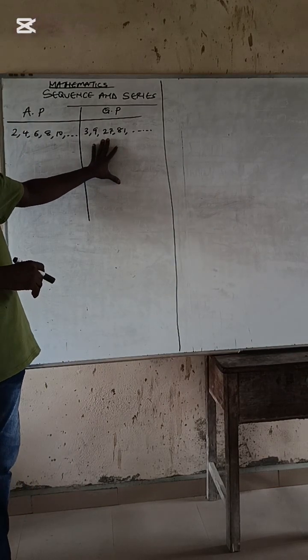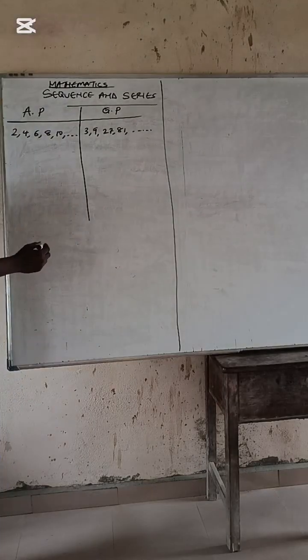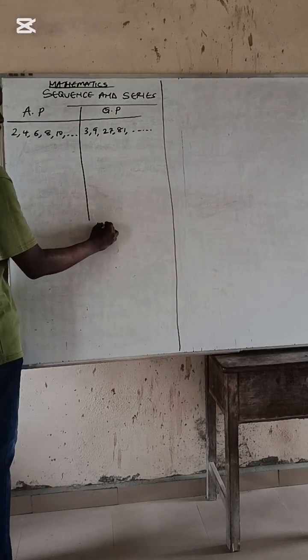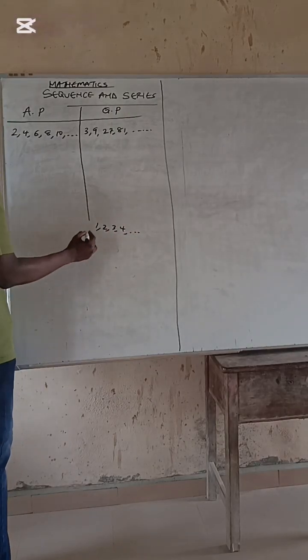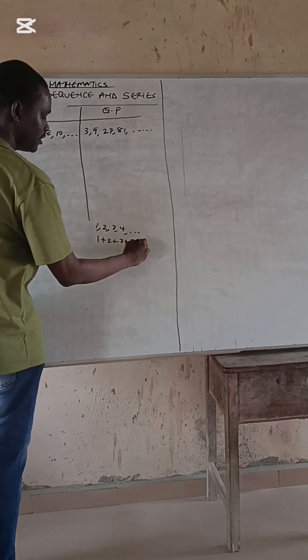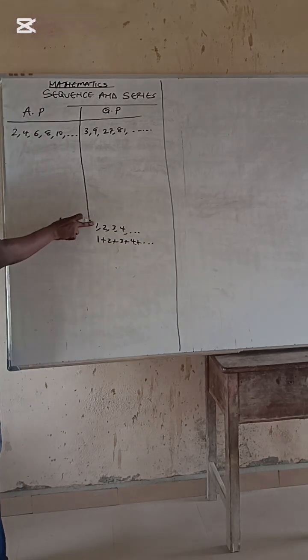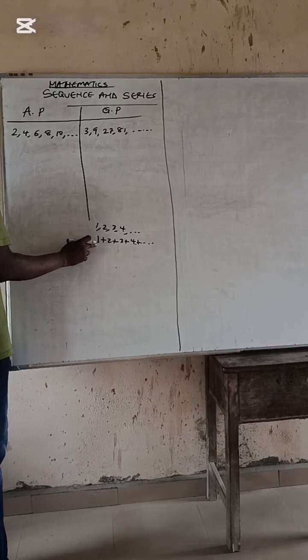Now, let me briefly explain the difference between a series and a sequence. A series is denoted by 1, 3, 4, and so on, while a sequence is when you use the positive sign. This is the sequence, and this is a series.